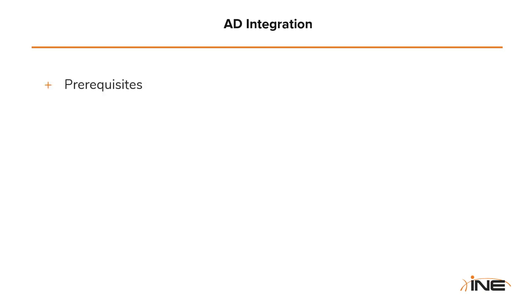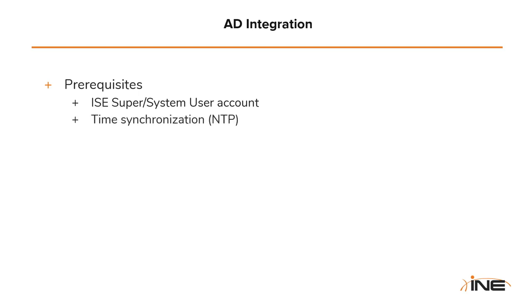First and foremost, you will want to make sure that you have a valid super or system user account. This account is going to be needed to do the integration. The most critical thing is going to be to synchronize time between your ACS ISE and the AD server. And obviously the easiest way to do this, and also the most reliable way, is going to be to use NTP. It is also going to be needed to allow communication between ISE and AD over several ports.